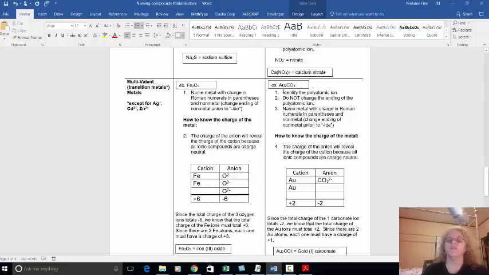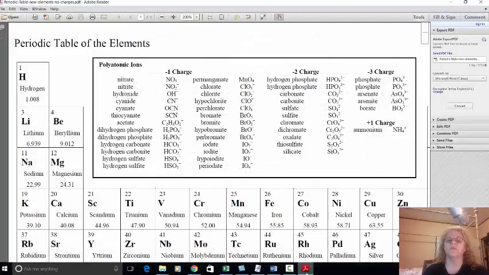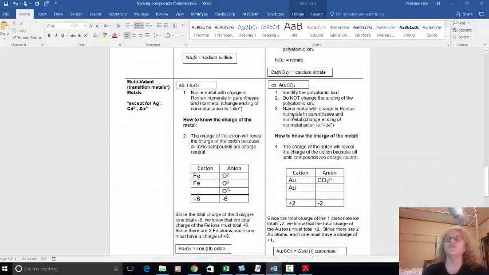So let's see what the instructions say. Au2CO3. Identify the polyatomic ion. Okay, so we're going to go back to our periodic table. What was it again? We're looking for CO3.